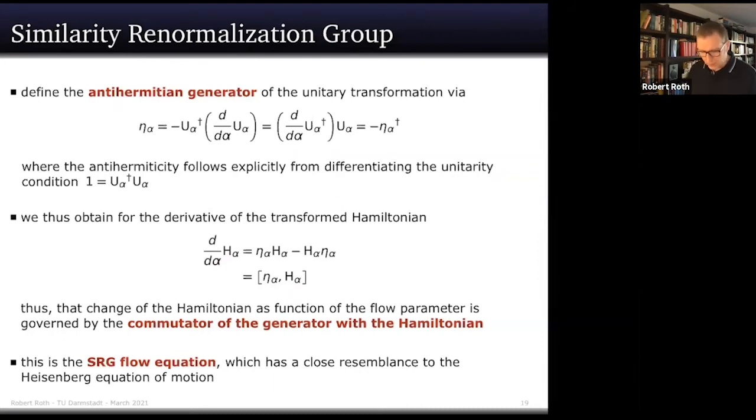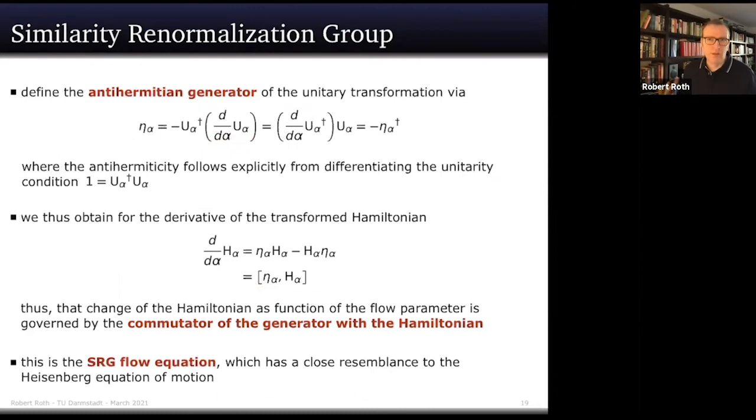And this is what we call the flow equation of similarity renormalization group. Very nice name, but nothing has happened. Really nothing went into that except that we start with this unitary transformation with a continuous parameter alpha. And now the physics comes in when you think about this eta, this generator. That's unspecified so far. If you have the u, you can compute the eta via this relation.